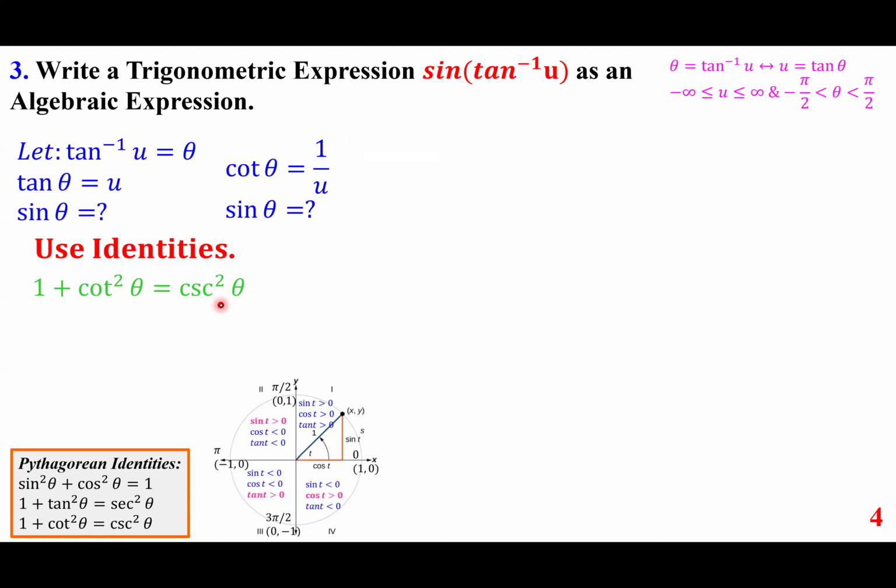equals cosecant squared, which is missing. If we take a common denominator, the common denominator is u squared. This becomes u squared plus 1 over u squared. And if I write the reciprocal of this, I have to write the reciprocal of that. What is the reciprocal of cosecant? So let me just remind you.